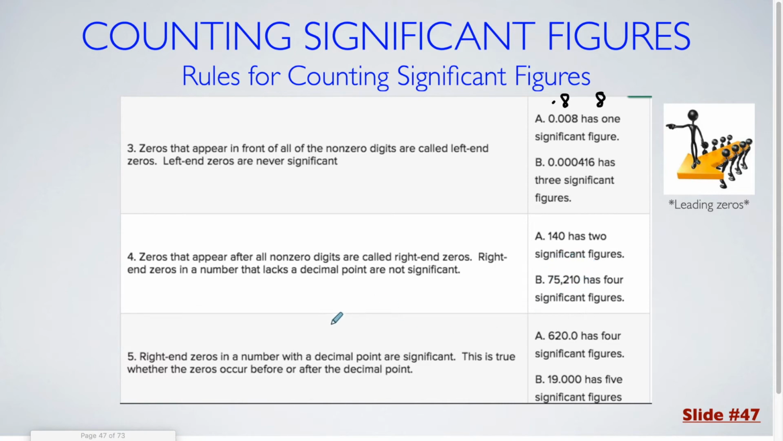Our final rule also deals with right-end zeros, but this time there's a decimal point. If there's a decimal point, they count as being significant. So here 620.00, because I have the decimal, both of these zeros are going to count. So I'd say this has a total of 5 significant figures. In 19.000, the decimal makes all 3 of these zeros significant, so I would say that it has 5 total significant figures.